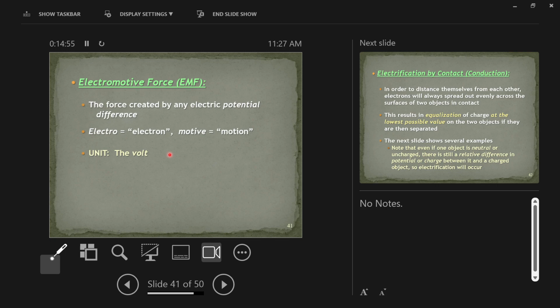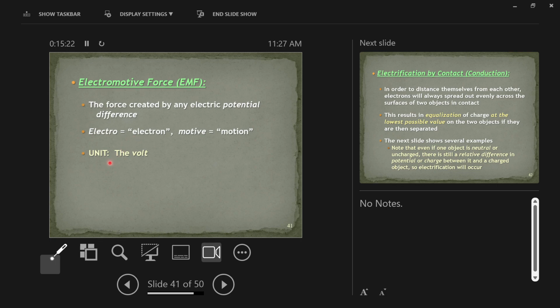Or if you ever touch a 9-volt battery to your tongue, that is a potential difference. It's running through your tongue or running through your body, or people that get electrocuted by lightning, right? Those electrons are moving through them, and there's an amount of force associated with that discharge of electrons. We call that the electromotive force. It's the force that can move electrons.